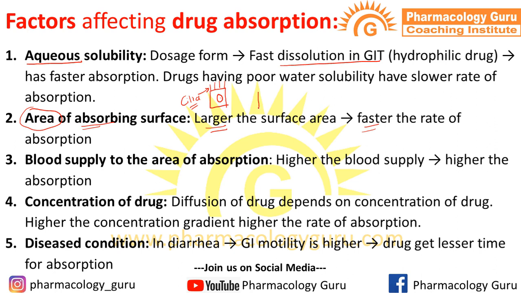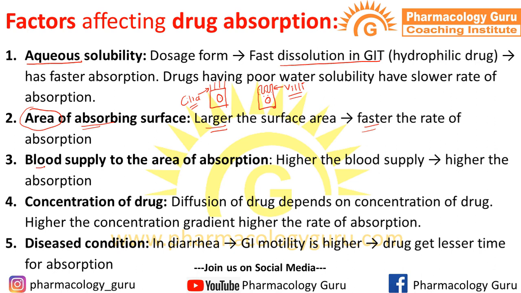The other is the villi type of epithelial tissue, which has villi on its upper surface, and the villi contain the cytoplasm. So it is a villi type of columnar epithelial tissue. The cytoplasm is inside the villi, and that is why the surface area is big and the absorption is higher from the intestine. Then the third one is the blood supply to the area of absorption.